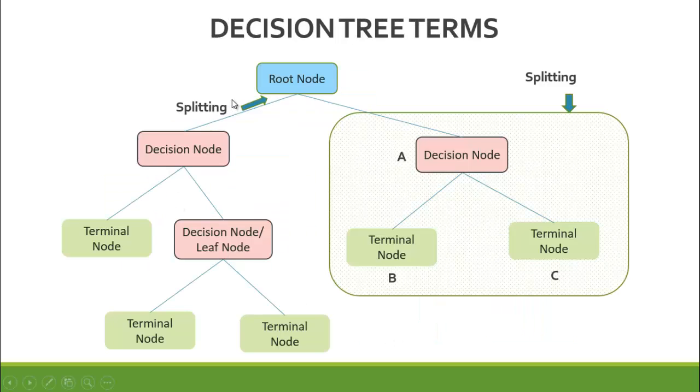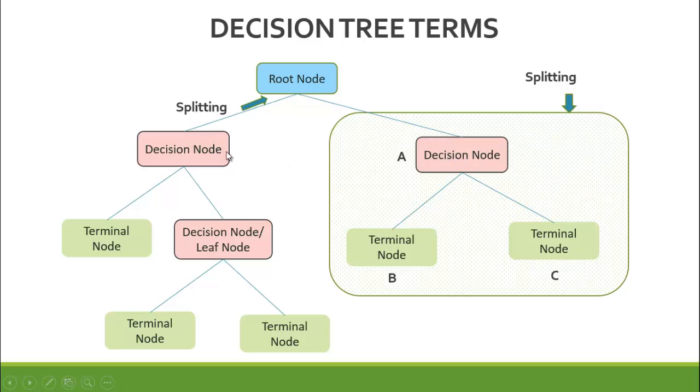So let's first understand the basic terms for the decision tree. The root node is the point where we start the decision tree. It's the main attribute that we use, and it can be further split into multiple branches or multiple options, which we call decision nodes.